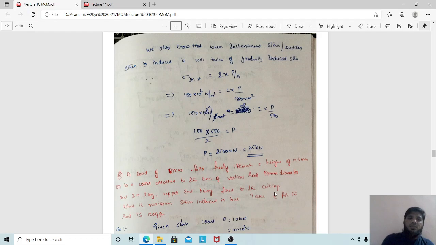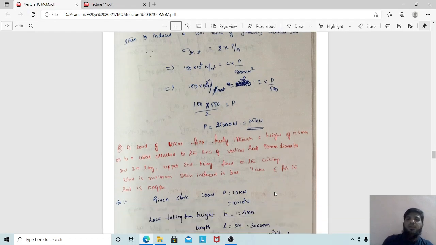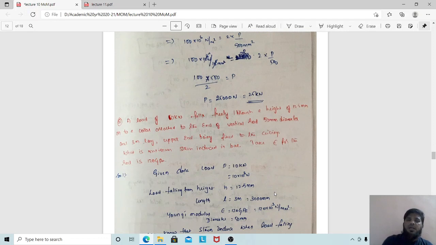The next problem: a load of 10 kilonewton falls freely through a height of 12.5 millimeter onto a collar attached to the end of a vertical rod, which is 3 meters long and 50 mm in diameter. Whenever the height comes, you have to go for impact loading. The upper end is fixed to the ceiling. What is the maximum stress induced in the bar? Take E for the rod as 120 gigapascals.